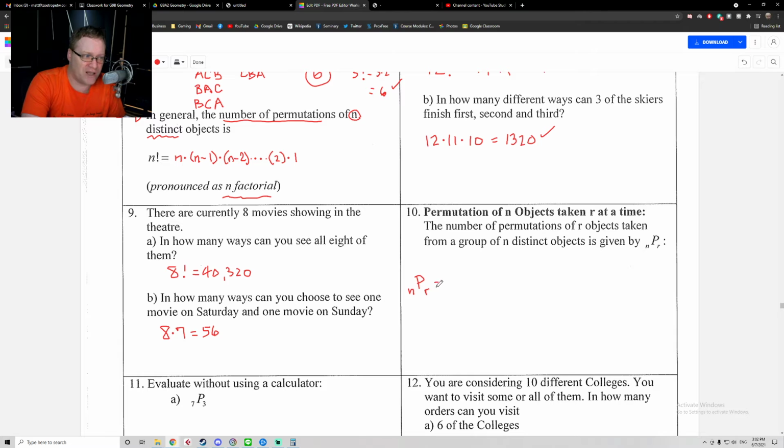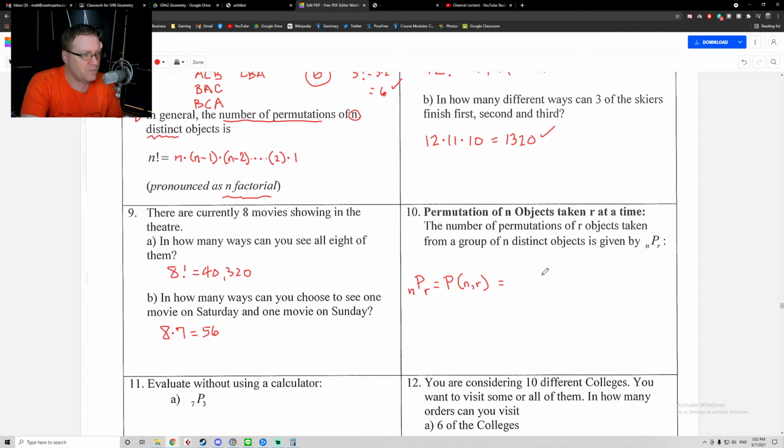In your book, it actually doesn't write it like this. In your book, it writes it like this: P, then n, comma, r, in parentheses. These mean the same thing. Sometimes some mathematicians write it this way, some books have it this way, some have it this way. It means the same thing.